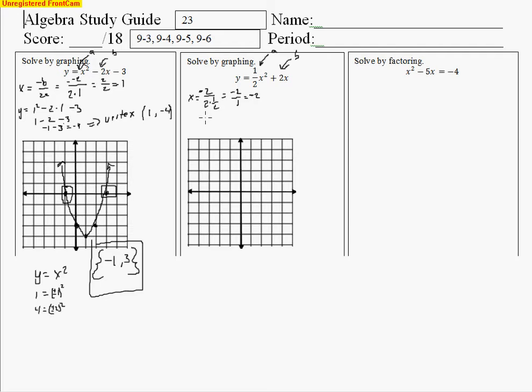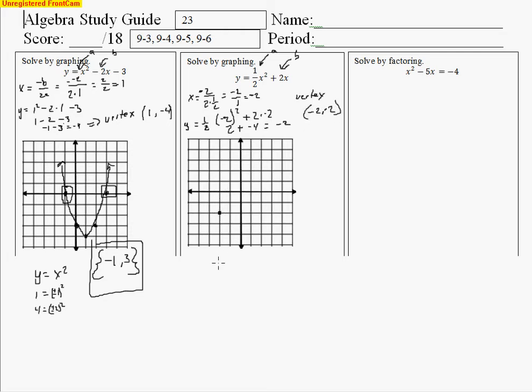So I substitute in to find out what the y component of the vertex is. So 1/2 times negative 2 squared, and then plus 2 times negative 2. So this makes 4. Half of 4 is 2. Over here I get negative 4, and that makes negative 2. So my vertex is going to be negative 2 comma negative 2. So over 2 spaces to the left, down 2 spaces.